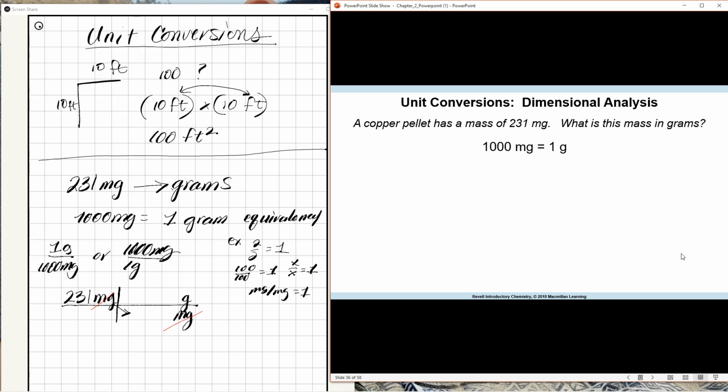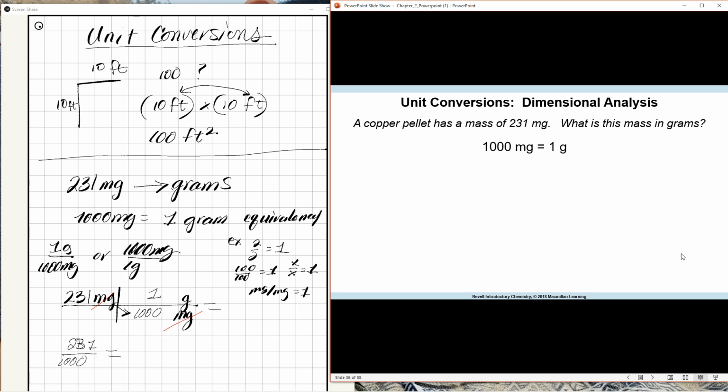And now I'm going to write my equivalency factor. I have 2 equivalencies. I have the 1 gram over milligrams, or I have the milligrams over grams. Because we already wrote our problem out, I could already see that the 1 goes on top and the 1,000 goes on the bottom. Now my problem's quite simple. I'm going to take my 231 and divide it by 1,000. And then we can see what we get.